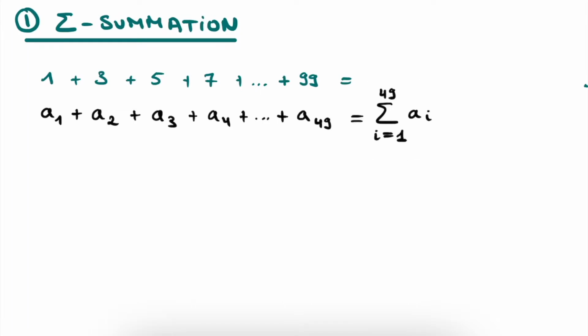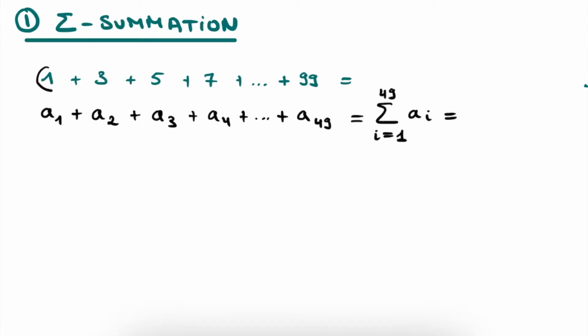However, at this point, this A_i, so the ith term in our series, is still not clear. With which I mean that from this notation that we have, we can still not get back to this original sum. Therefore, to do this, we still have to write this A_i as a function of the ith position. And for adding all of the odd numbers, we know that for the ith position, we have to multiply this positional index by 2 and subtract 1.